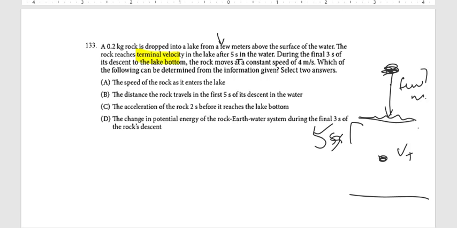During the final 3 seconds, see, you might not even need to know it. In the final 3 seconds, there might be something in between, but 3 seconds of its descent to the lake bottom, the rock moves at a constant speed of 4 meters per second. And that said constant speed, always look out for that. That means acceleration for this portion is 0.